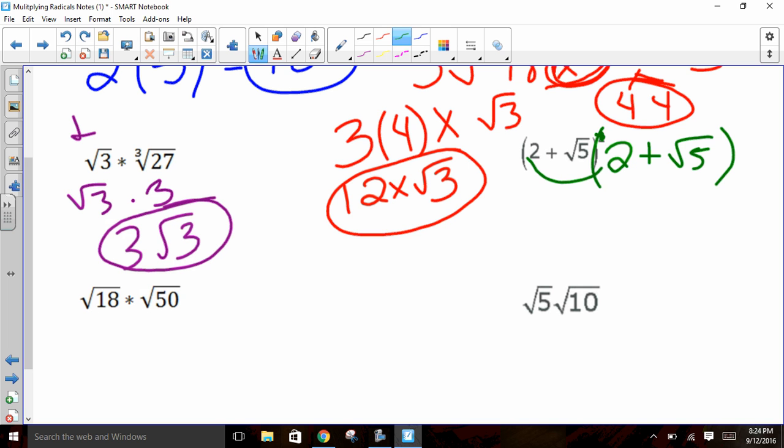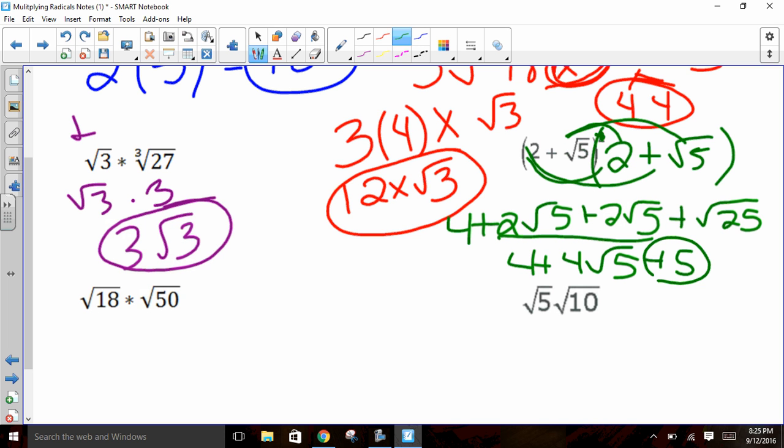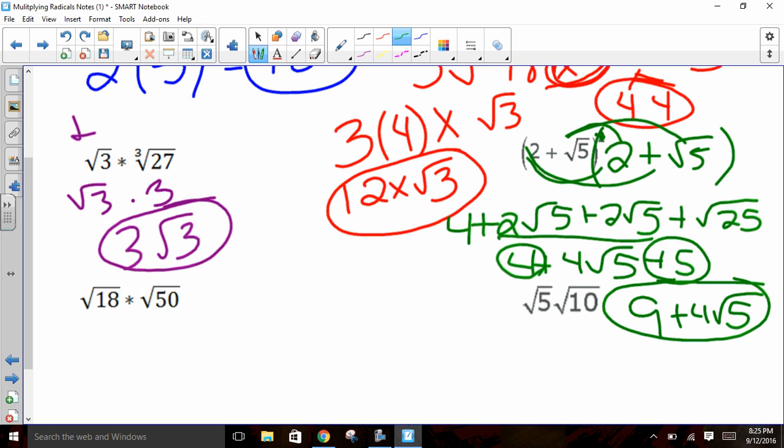All right, foiling first times first. 2 times 2 is 4. 2 times square root of 5 is 2 root 5. 2 times root 5 is 2 root 5. And root 5 times root 5 is the square root of 5 times 5, which is 25. So that gives me 4. I have the same thing here, so that gives me 4 root 5. Square root of 25 is 5. I can take 5 plus 4, which gives me 9. Cannot reduce that square root of 5 any longer. So my answer is 9 plus 4 root 5.